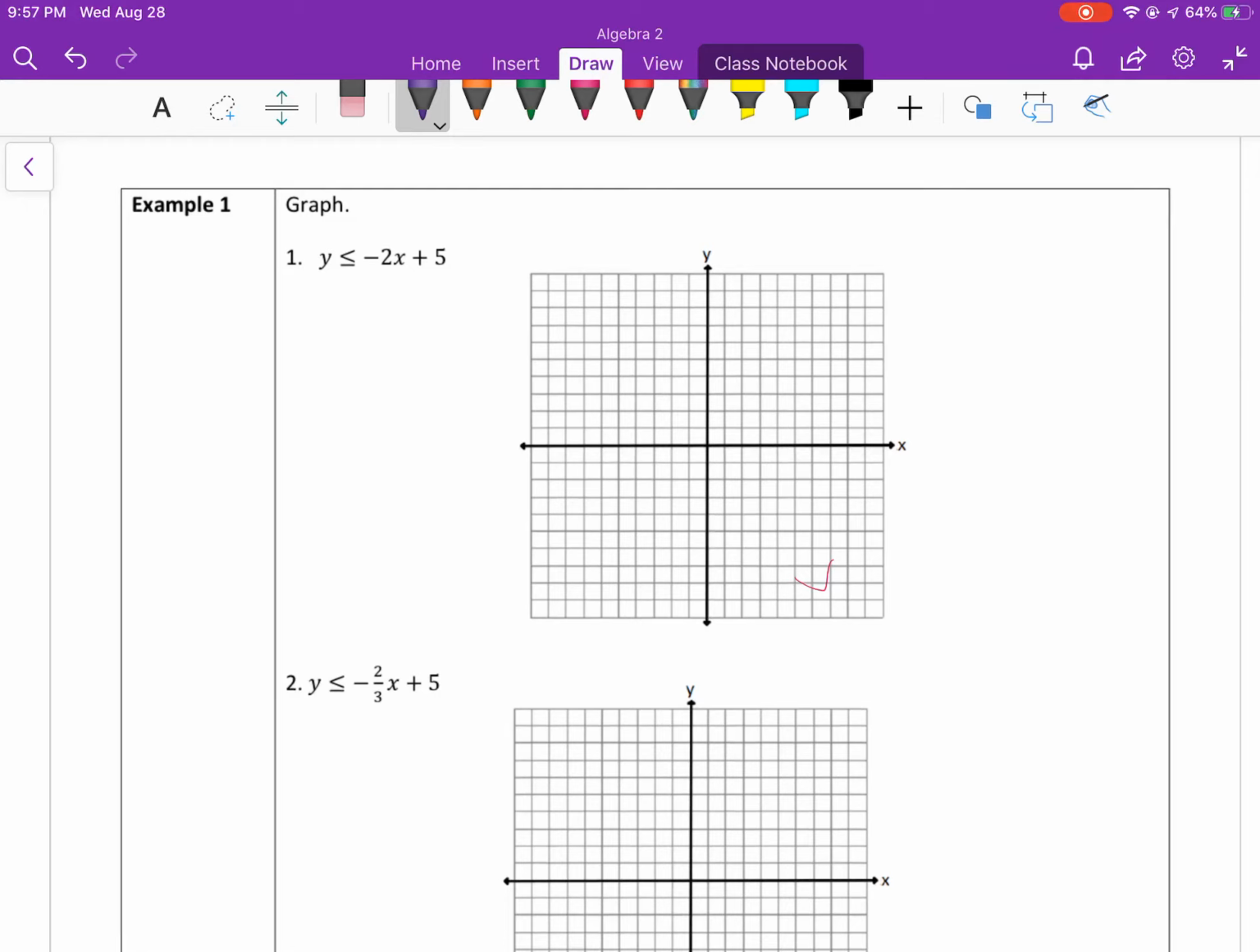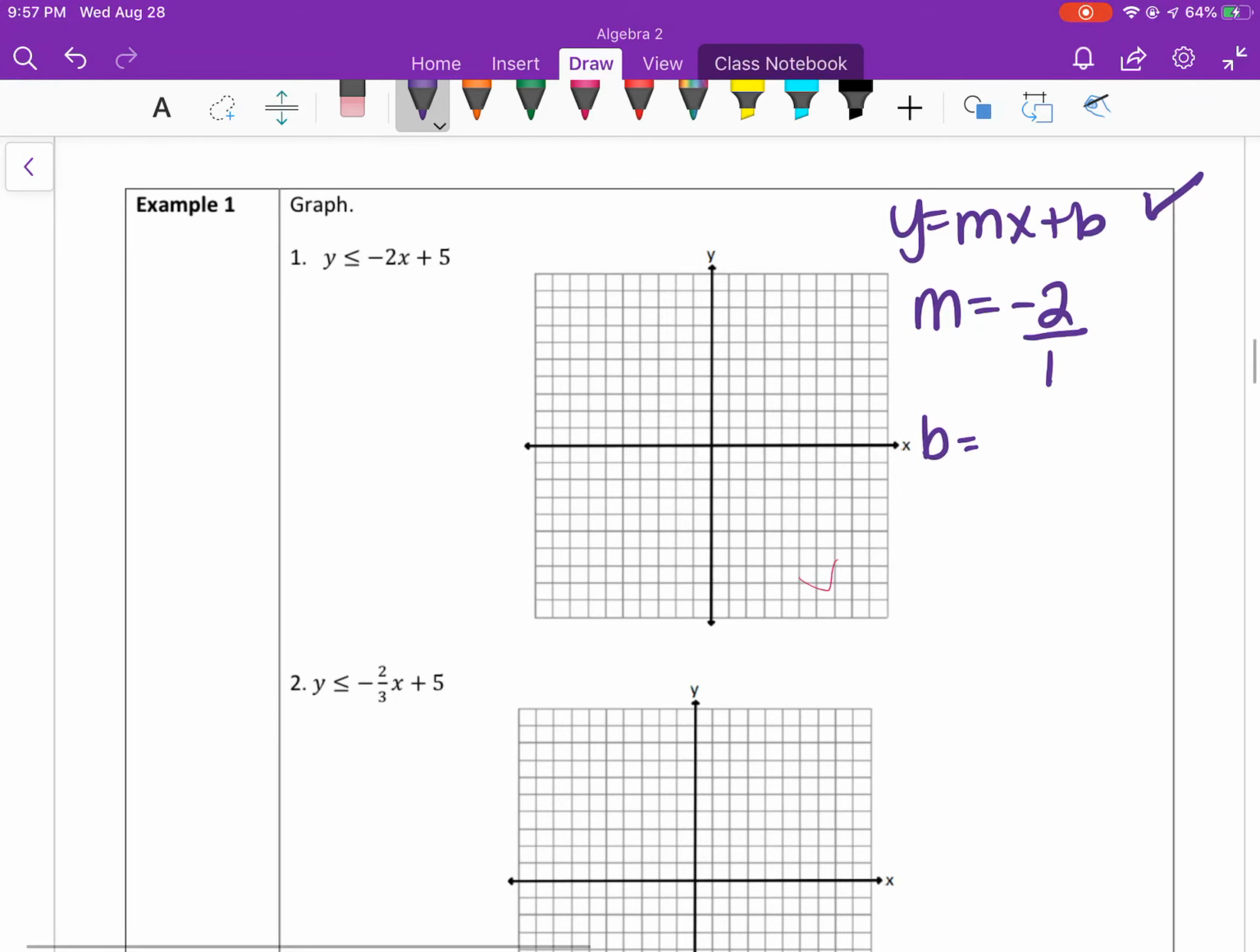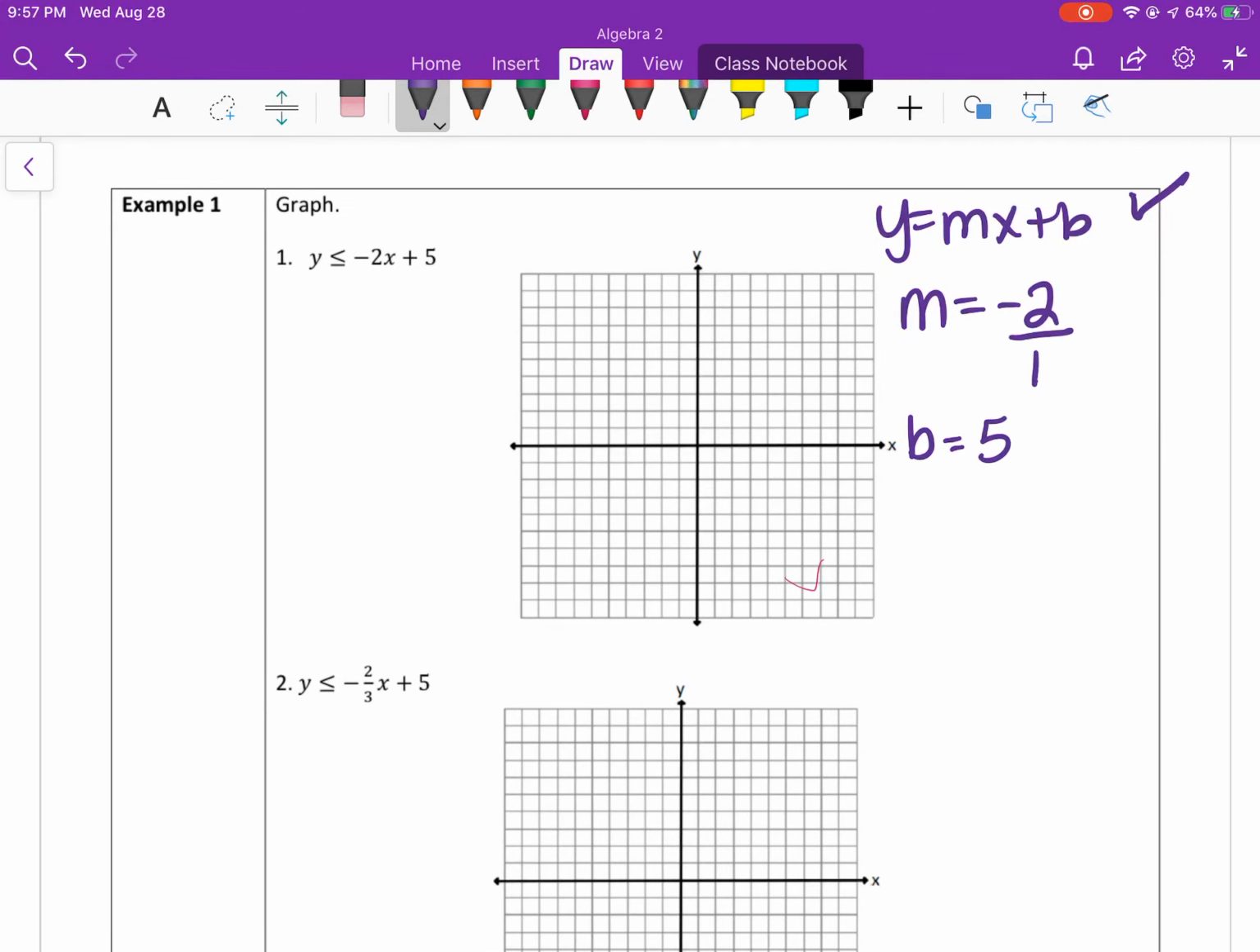So first, is it in the form y equals mx plus b? Okay, check. So then our slope is -2 or -2 over 1. That's sometimes helpful in graphing. And then we have a y-intercept of +5. Since our inequality sign is less than or equal to, it is going to be a solid line.